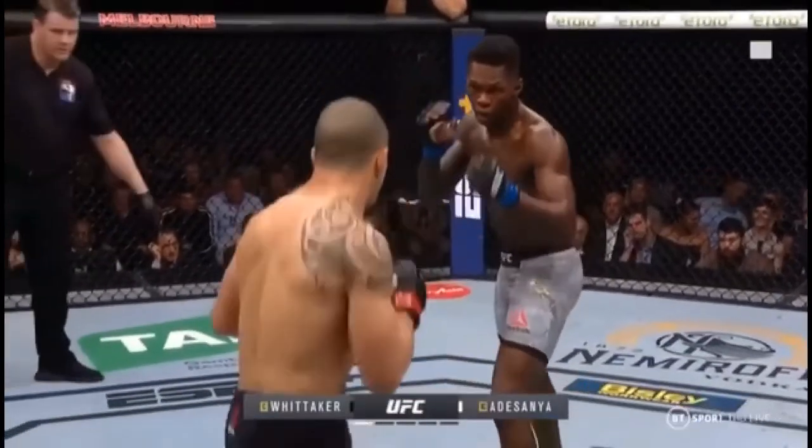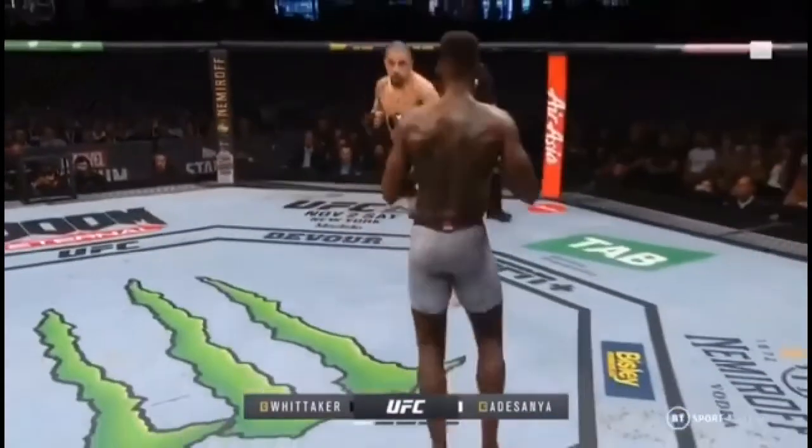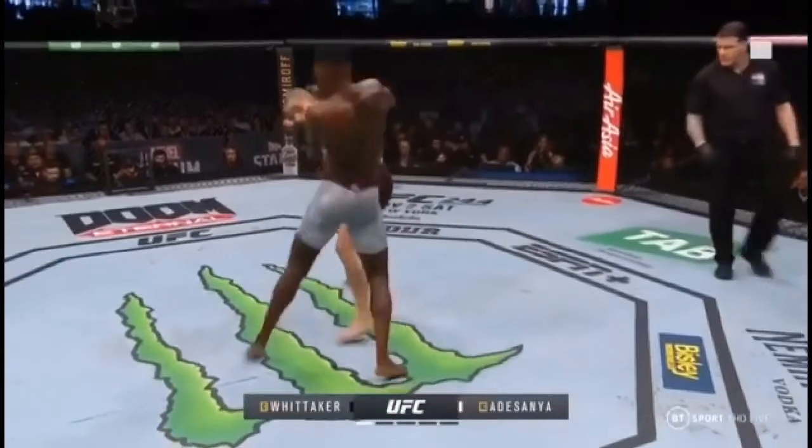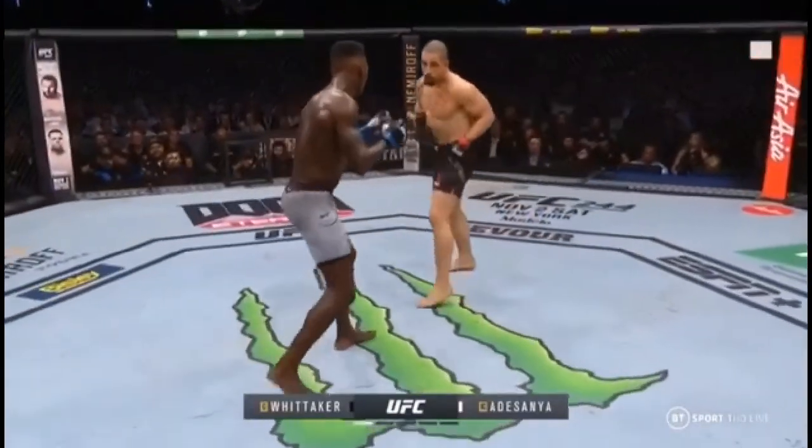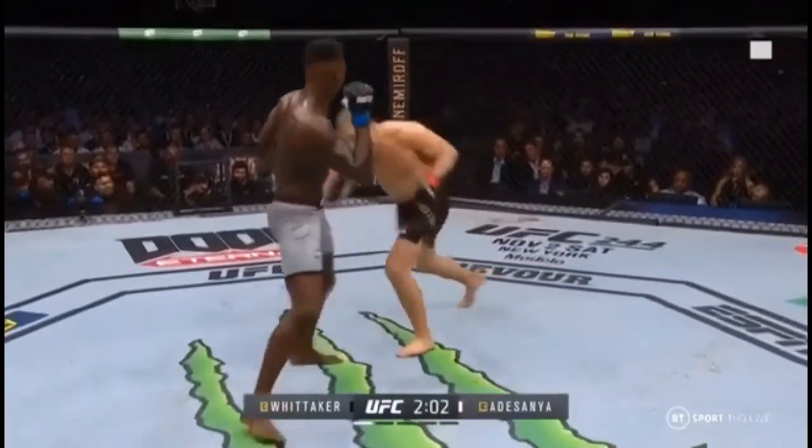Momentary pause in the action due to an inadvertent eye poke. Back to it now. Watching how calm Adesanya is when Whittaker's throwing everything with so much heat is crazy.